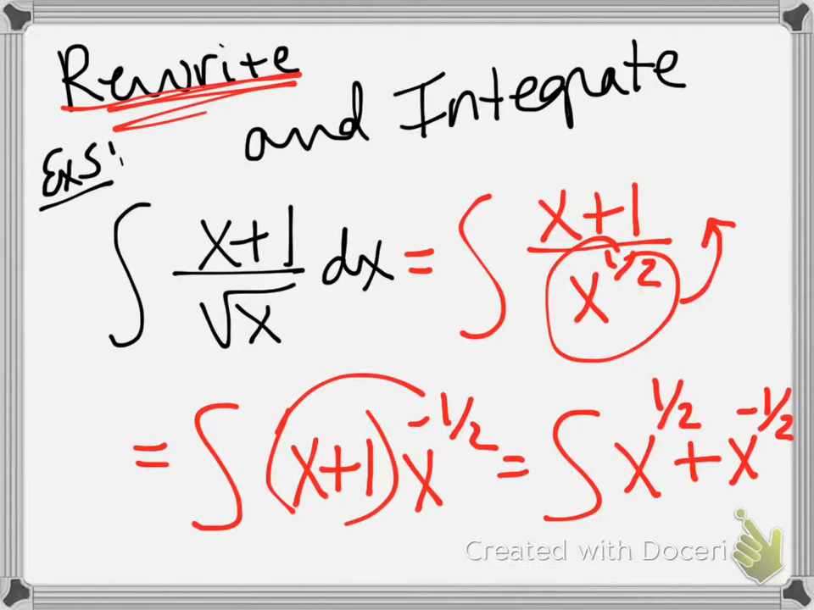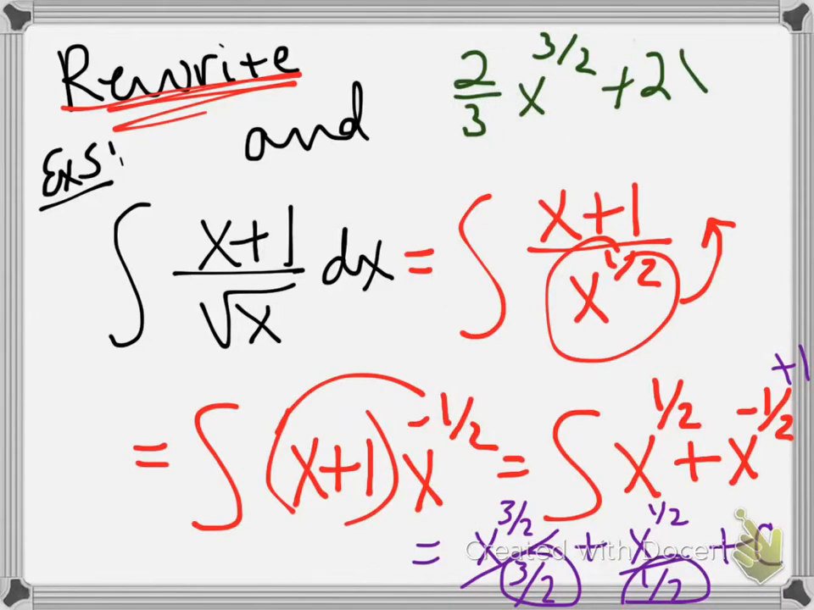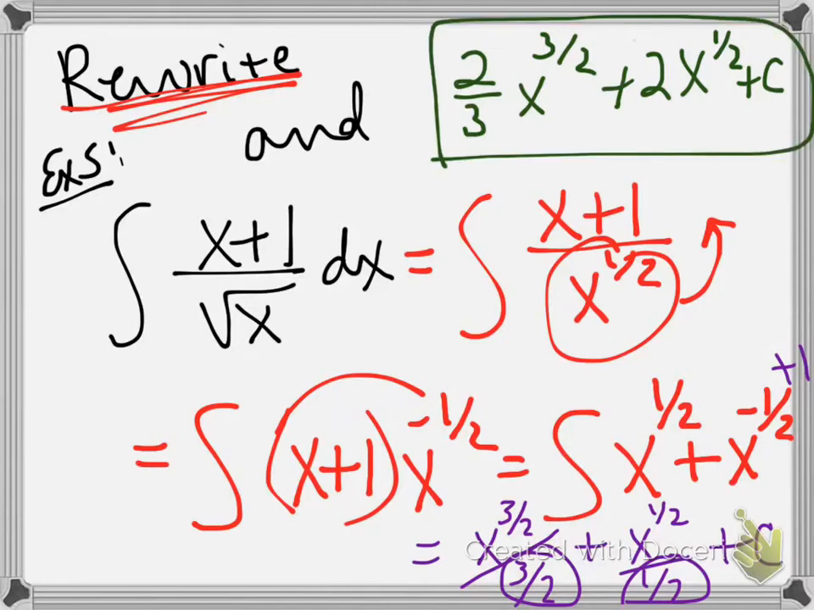So now let's integrate it. X to the 1/2 power becomes x to the 3/2 power divided by 3/2. X to the negative 1/2 power, when you add 1, becomes x to the 1/2 power divided by 1/2. And you're also going to have plus c. And then take that, x to the 3/2 plus 2x to the 1/2, because 2 is the reciprocal of 1/2, and then of course plus c. And so that's my actual final cleaned up solution.